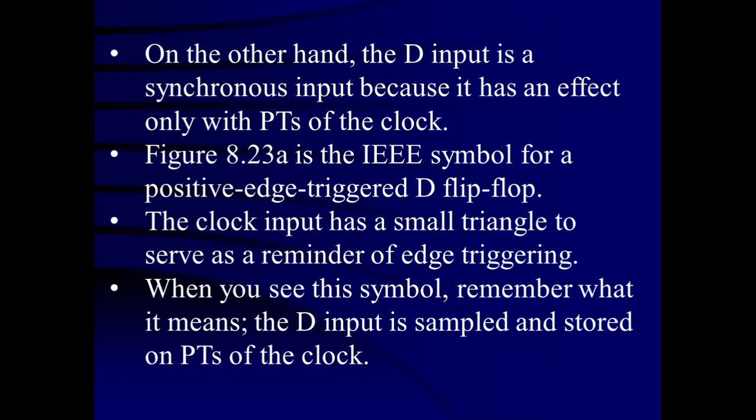On the other hand, the D input is a synchronous input because it has an effect only with the positive transition of the clock pulse. So the input D can set or reset the flip-flop, but only after the positive transition of the clock pulse occurs. That's why it is known as a synchronous input. Figure 8.23a is the IEEE symbol for a positive edge triggered D flip-flop. The clock input has a small triangle to serve as a reminder of edge triggering. When you see this symbol, remember what it means. The D input is sampled and stored on a positive transition of the clock pulse.